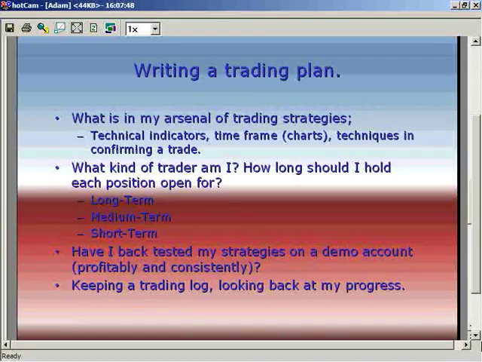Now, I recommend this wholeheartedly. Write a trading plan. What is my arsenal of trading strategies? Do we use the RSI indicator? Do we use the Bollinger Bands? We should write down on a piece of paper, and we should take this to our desk where the computer is. What are the rules for me to get in and me to get out of a trade?